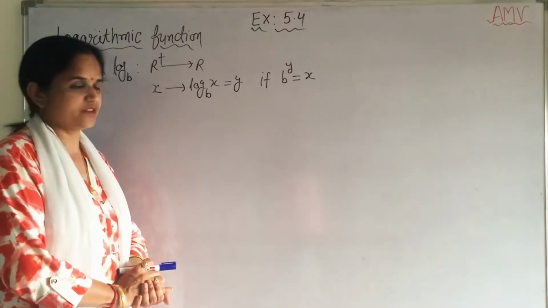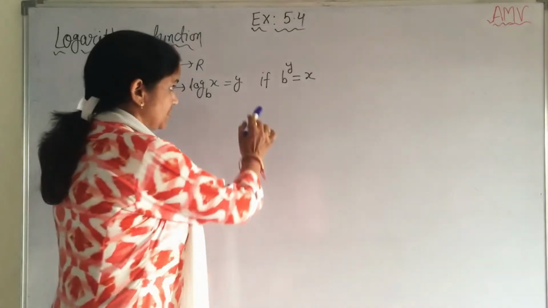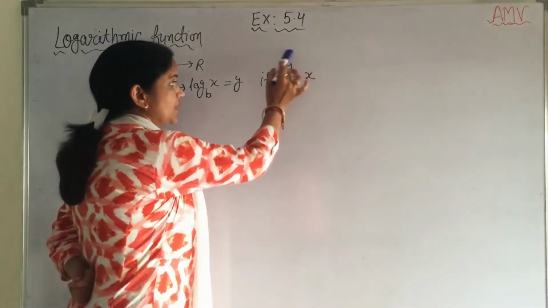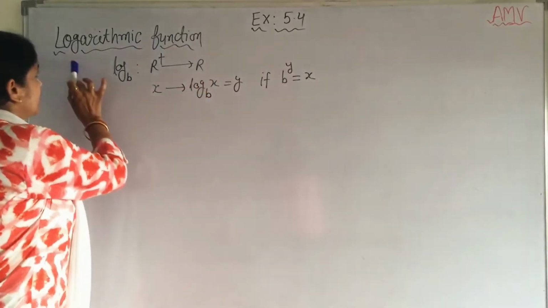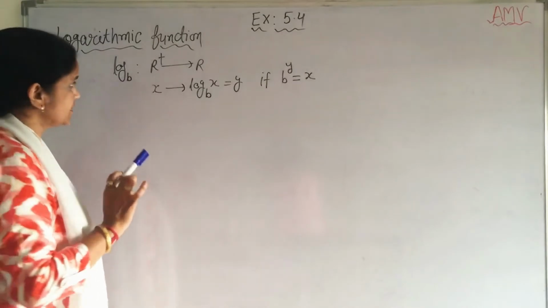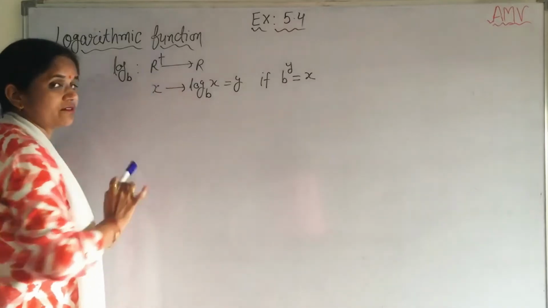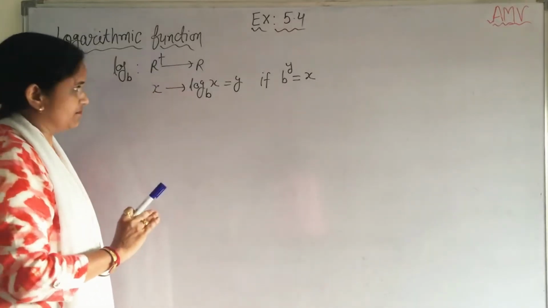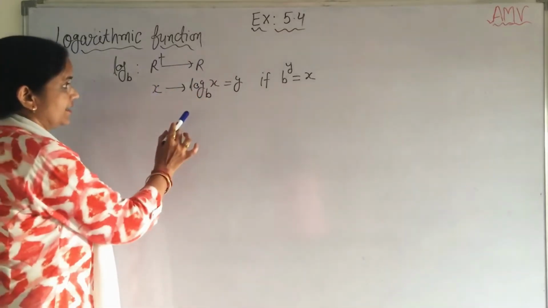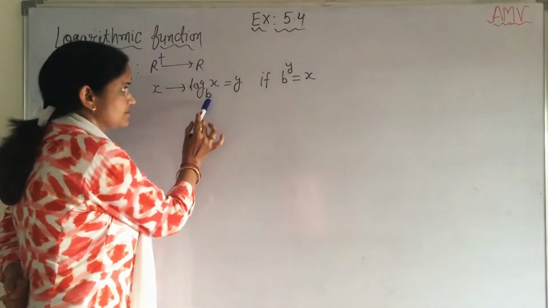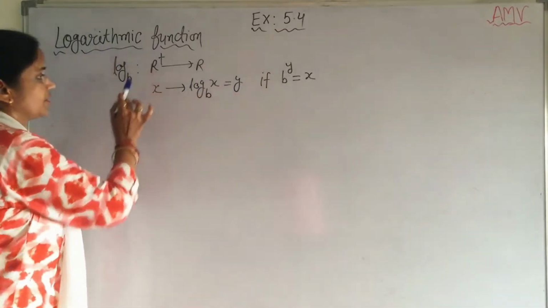Students, in the previous video we discussed the exponential function. Okay, so if b raised to y is equal to x, this type of function is known as the exponential function. Today, the logarithmic function. It is defined from R plus to R. R plus means the set of all positive real numbers, and R is all real numbers. And log x base b is equal to y. It is known as the logarithmic function.